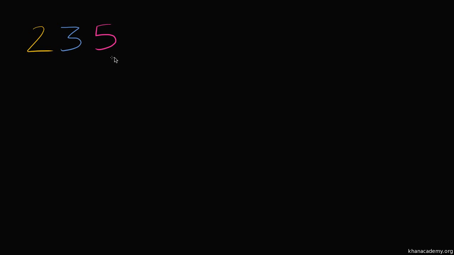So I have a number written here. It's a 2, a 3, and a 5. And we already have some experience with numbers like this. We can think about what it represents. And to think about that, we just have to look at the actual place values.